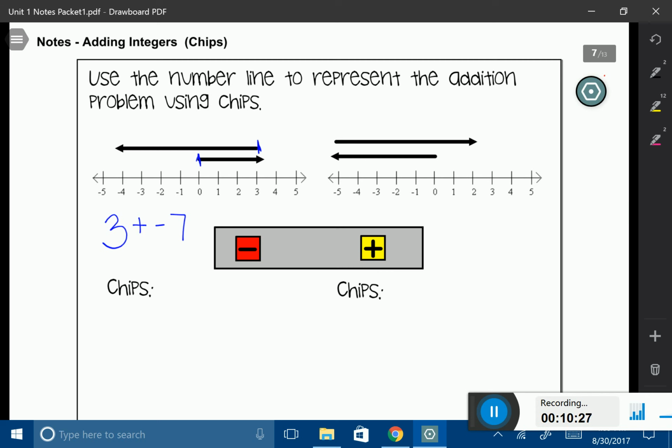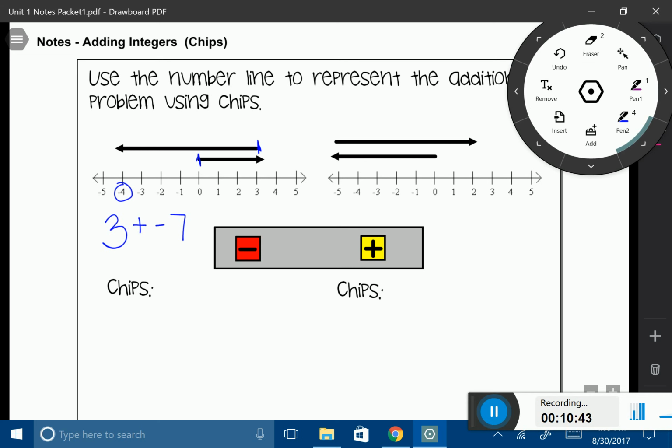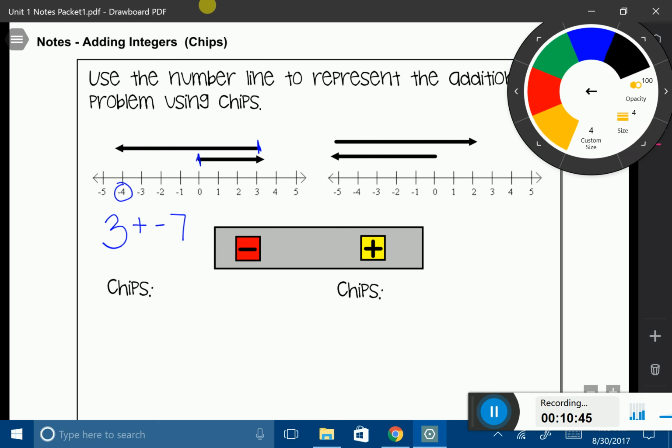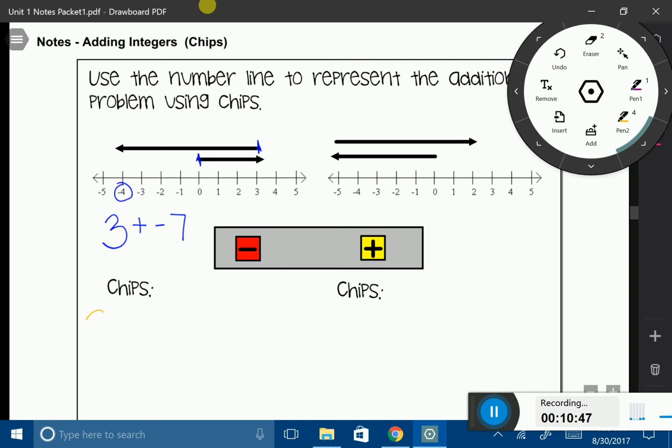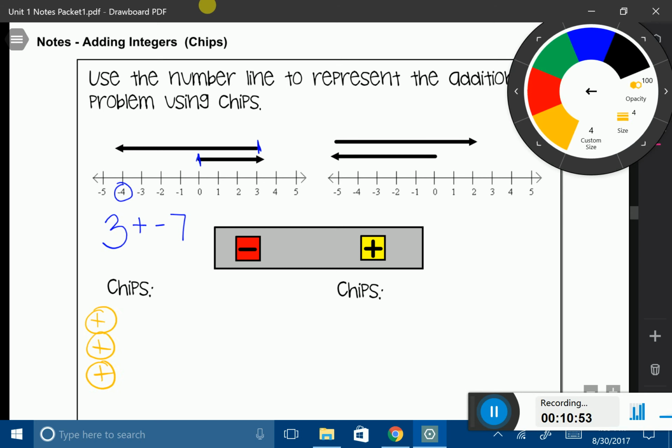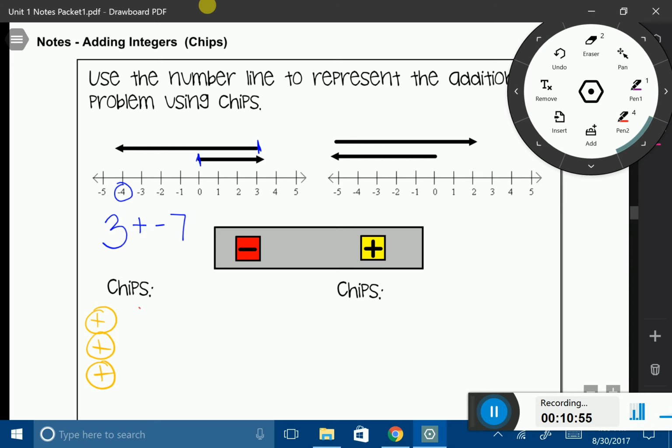Now let's go ahead and represent this in chips. Now let's think about this. Surely after I create my zero pairs for this, I should have negative 4 chips left over. Let's see if that's correct. All right, I'm going to go grab my colors. I have a positive 3 to work with. So I have 1, 2, 3 chips. There they are. And then I'm going to go grab my red to make my negative chips. I have 7 negative chips.